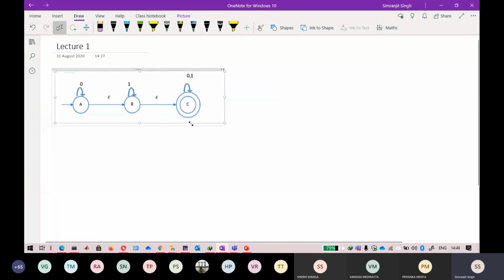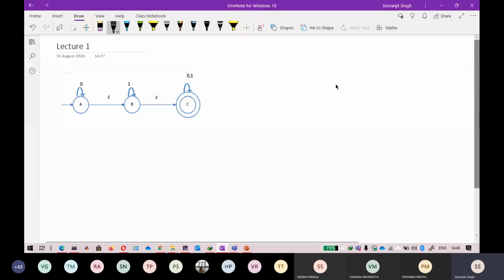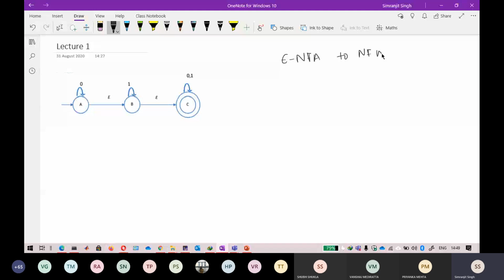Okay. So to convert any epsilon NFA to a simple NFA, first of all you need to know how to calculate epsilon closure. So I think you got that step. If you do not, again look at what I'm doing.